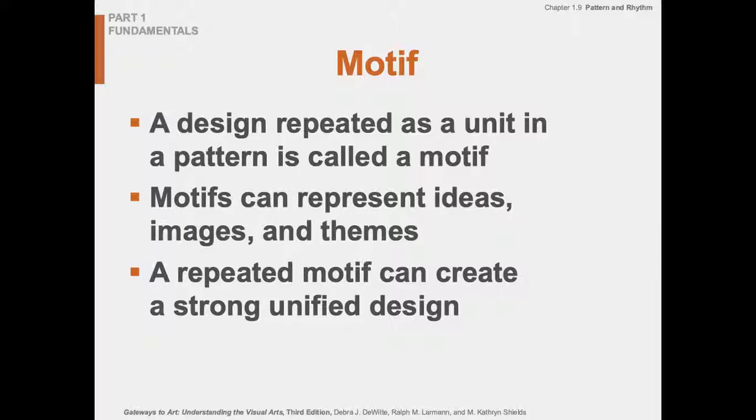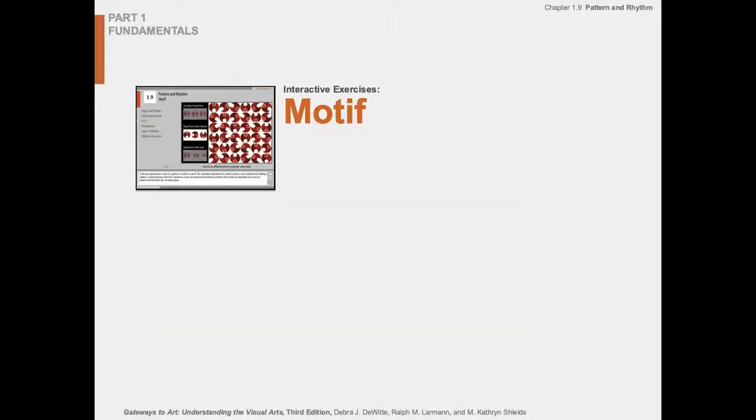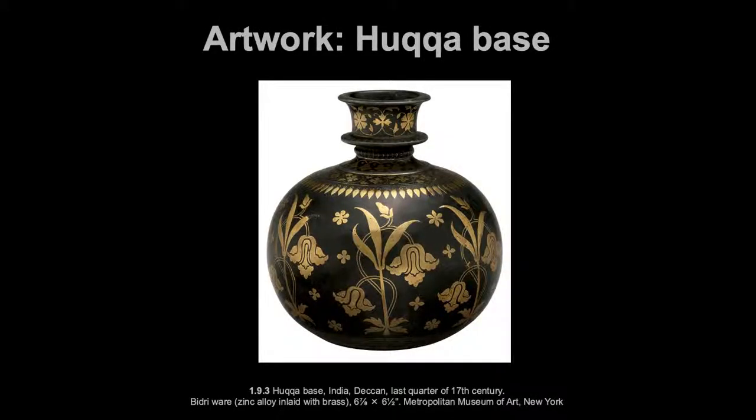The motifs can represent ideas, images, and themes, and a repeated motif can create a strong, unified design. So when we look at this piece, we have a number of motifs. We have this teardrop pointed shape here. We have a scrolling leaf pattern happening here, and another one here, a little bit hard to see, another organic scrolling leaf pattern. And then we have a repeat of this flower, two flowers on a stem, and these tiny florets. So it's repeating a motif.